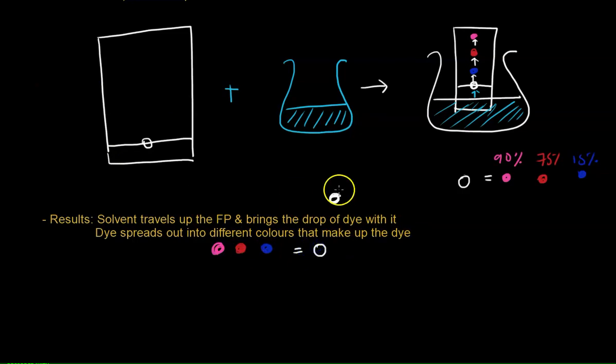So, final recap: this one breaks up into 3 different dyes, which travel 3 different distances based on how soluble they are in water, which is the solvent in this case. That's the end of the chromatography procedure. Next, we'll move on to the analysis of this chromatography.